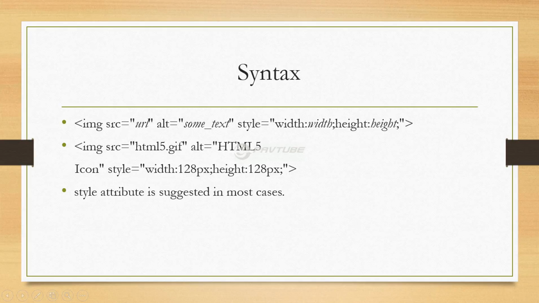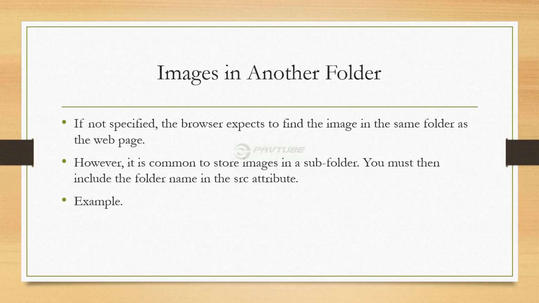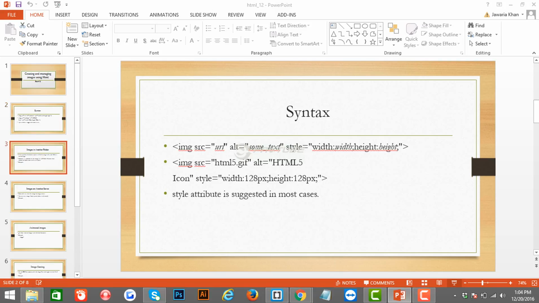And the style property of CSS is used to set the width and height of an image. We also have the general width and height attributes that could be used without the style property, but the style attribute is mostly suggested to set the width and height of an image. We particularly see that if the image is present in another folder, how would the HTML file retrieve that image and show it on the web page? For this purpose, we will see an example.